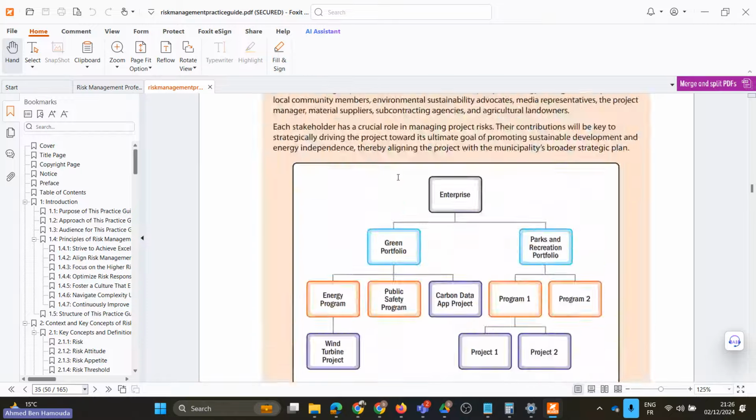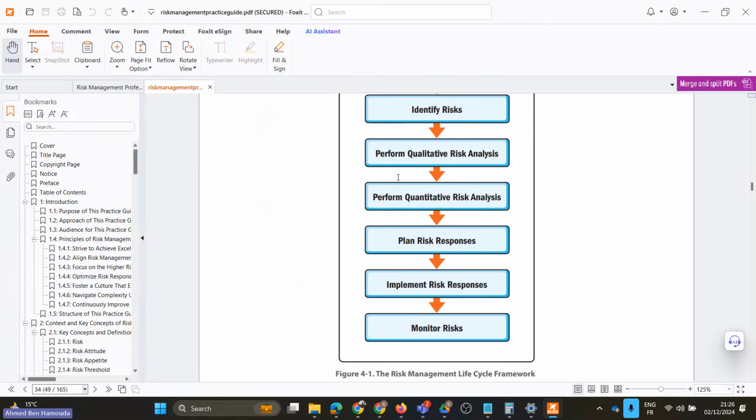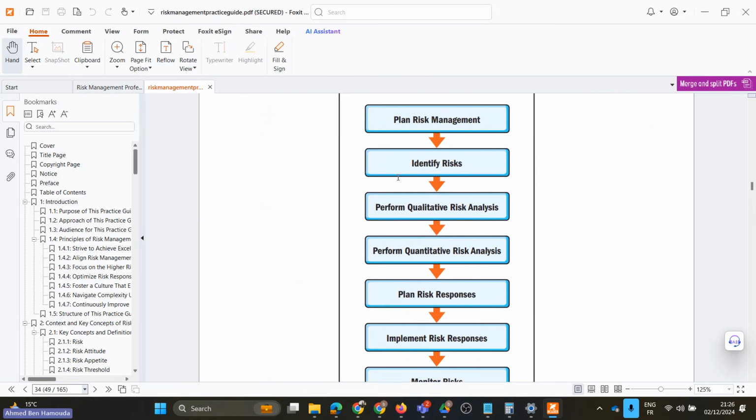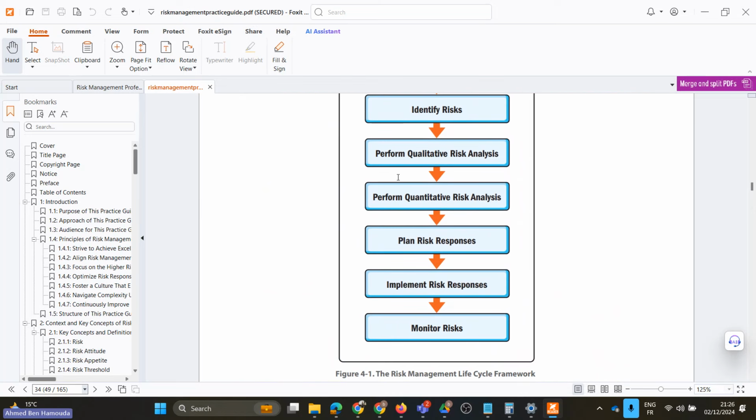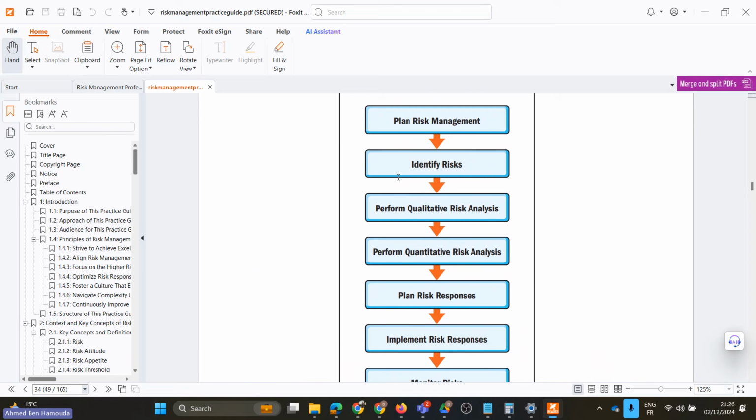What I wanted to do in this first session, actually, was also to share with you this risk management lifecycle framework. First of all, planning the risk management, which is setting up a risk management plan, then identifying the risks in the risk register, checking, of course, the source of the data, then performing the qualitative risk analysis, determining the impact and the probability of the risk, the score of the risk, and the priority of the risk.